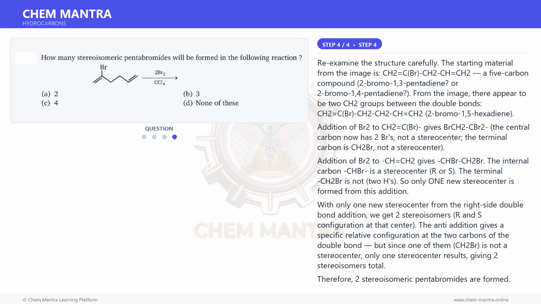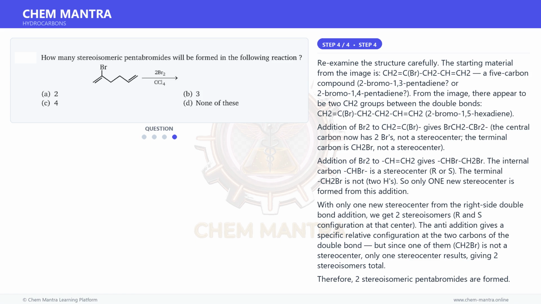The starting material from the image is CH2=CBr-CH2-CH=CH2, a 5-carbon compound, 2-bromo-1,3-pentadiene, or 2-bromo-1,4-pentadiene. From the image, there appear to be 2 CH2 groups between the double bonds: CH2=CBr-CH2-CH2-CH=CH2, 2-bromo-1,5-hexadiene.